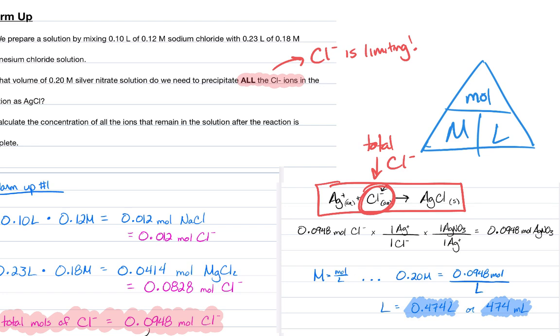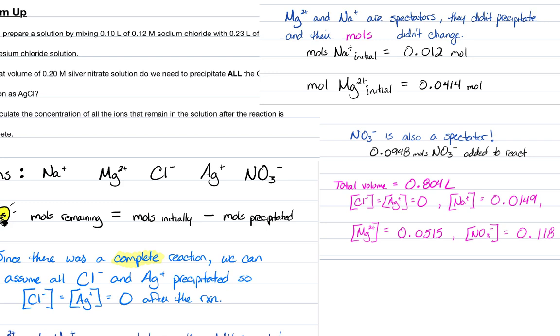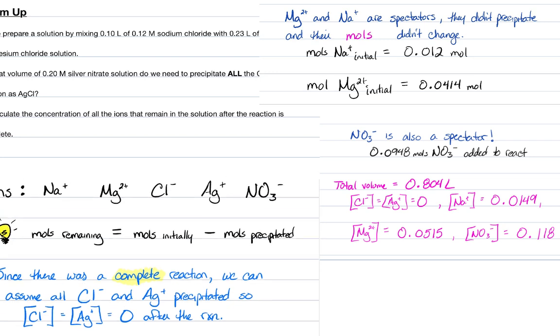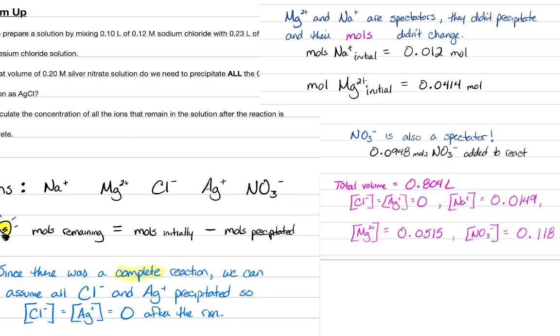So now let's look at part B. We're going to slide over to the next slide and do that. All right, part B. I've got all my pieces of my solution screenshotted here. It's a little messy, but I think we're going to be able to make it work. So we want to calculate the concentration of all the ions in solution after the reaction, right? Classic part B question after we do a precipitation reaction.